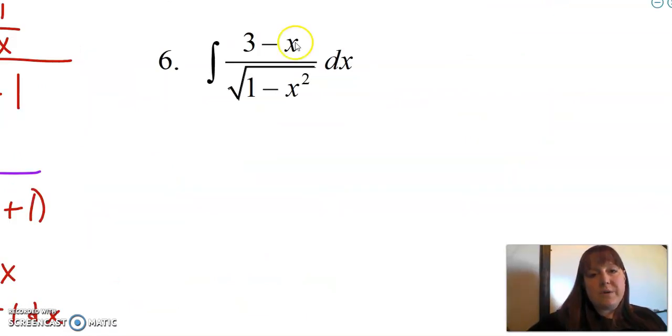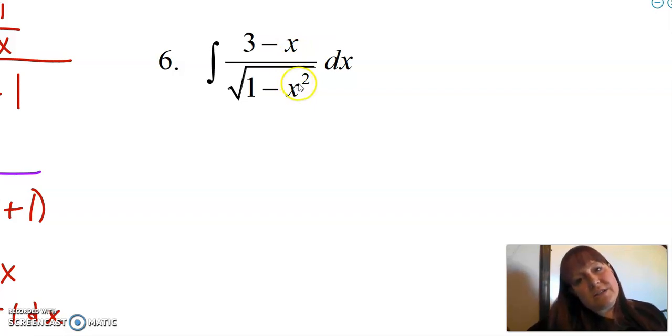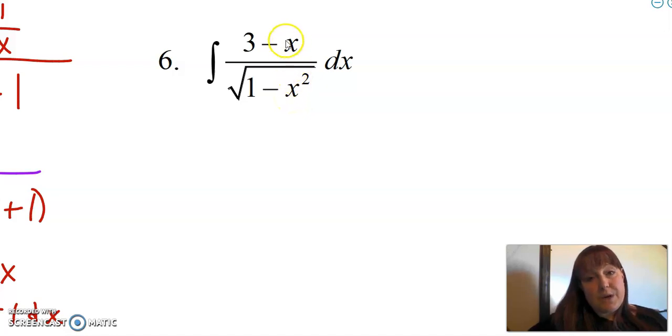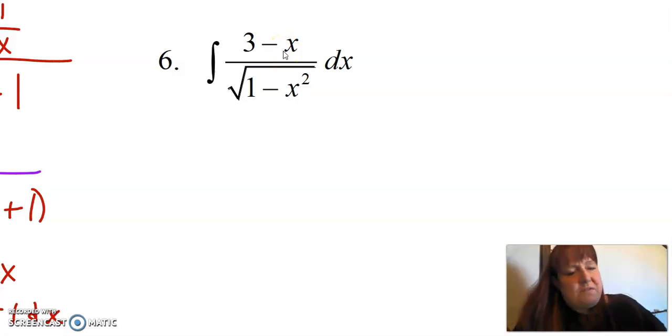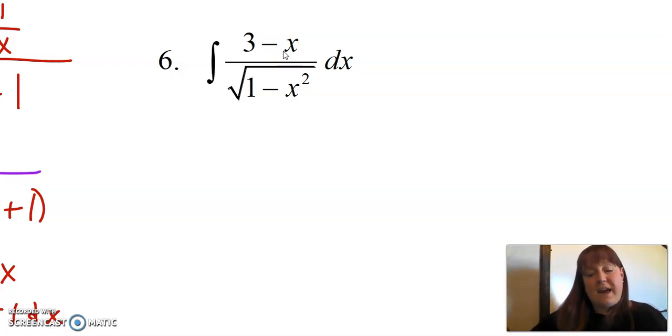Okay, so here the first thought you have is, oh, I have a function and its derivative, but think about this. If I took this as my u and I ended up with 2x as my du, would it cancel this x out? No, because it still has a 3 here. So I would need my derivative of this to be 3 minus x or some form of that, right? And I'm not going to get that.